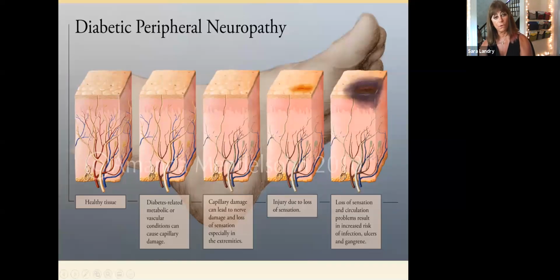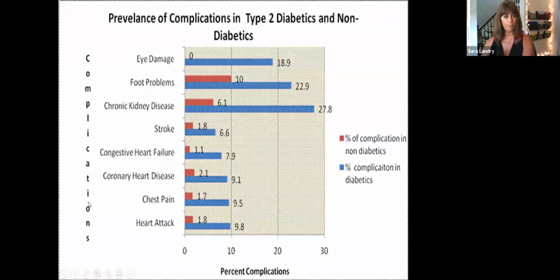Many of you may have heard of diabetic peripheral neuropathy, and this is where the nerves in your feet die. And you can see this progression here. If you look at the very top, you can see eventually your skin cells die and they get black, and you totally lose sensation in your feet, and you start to have circulation problems.